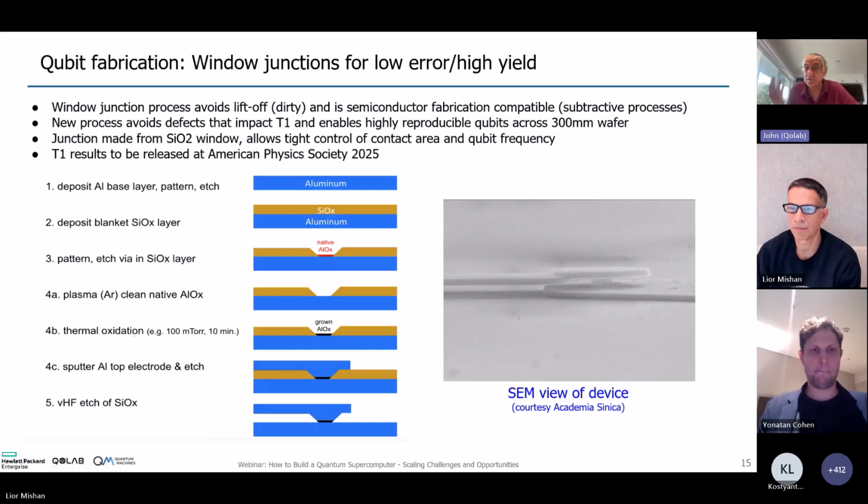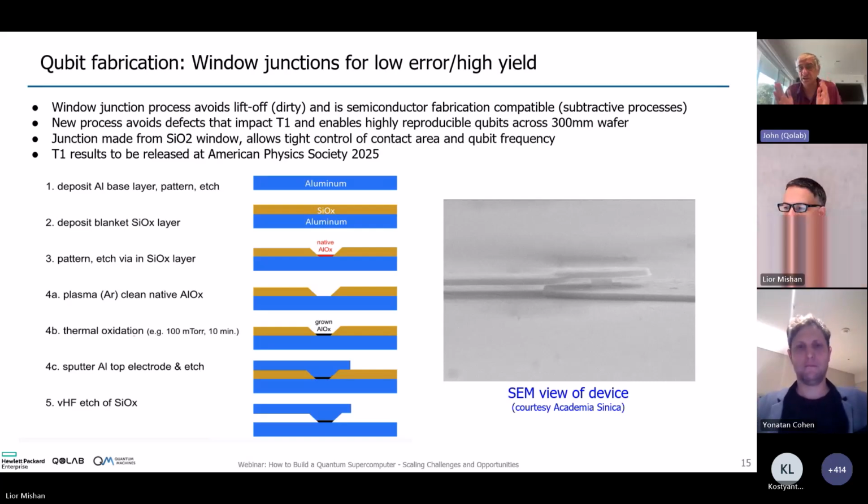For example, we're trying to get rid of liftoff. So we want to use a deposition and etch technique to do that. That's how modern semiconductor devices are made. On the left is an example of a non-liftoff process we're using: aluminum, SiO2, a window in the SiO2, which is a via, which the semiconductor industry really knows how to do. Clean that, regrow the oxide, put aluminum on top in situ, and then as the very last step, you remove the silicon dioxide to form a window junction, freestanding, to get rid of all the lossy SiO2.